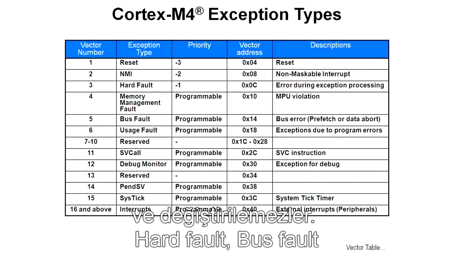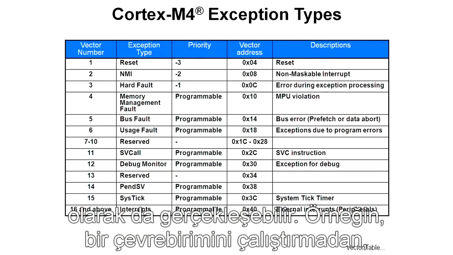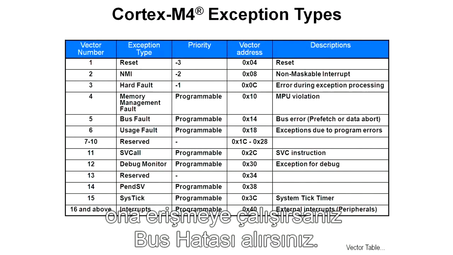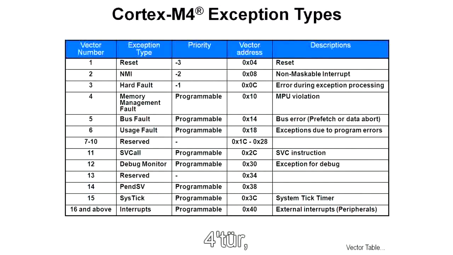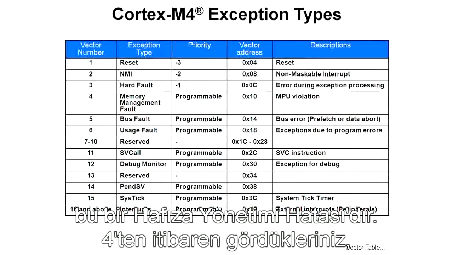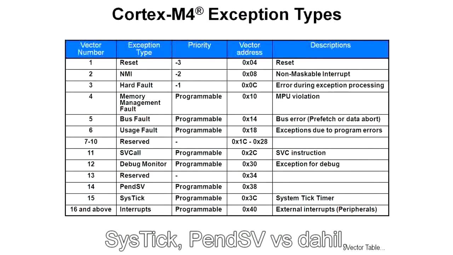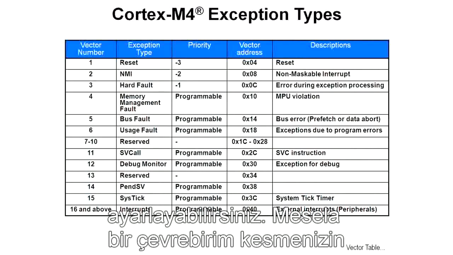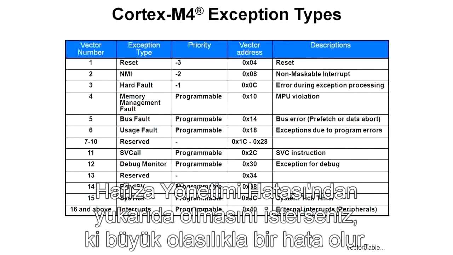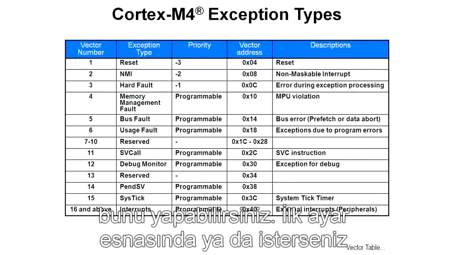A hard fault is something that might happen as a bus fault. For example, if you fail to turn on a peripheral when you try to access it, you'll get a bus fault. If you get a memory protection unit violation, that'll happen in vector number 4 as a memory management fault. Now, all the rest of these, all the way down to SysTick, PendSV, are programmable. You can come in and configure these as you like. So if you actually wanted one of your peripheral interrupts to be above a memory management fault, which is probably a mistake, you can do that.